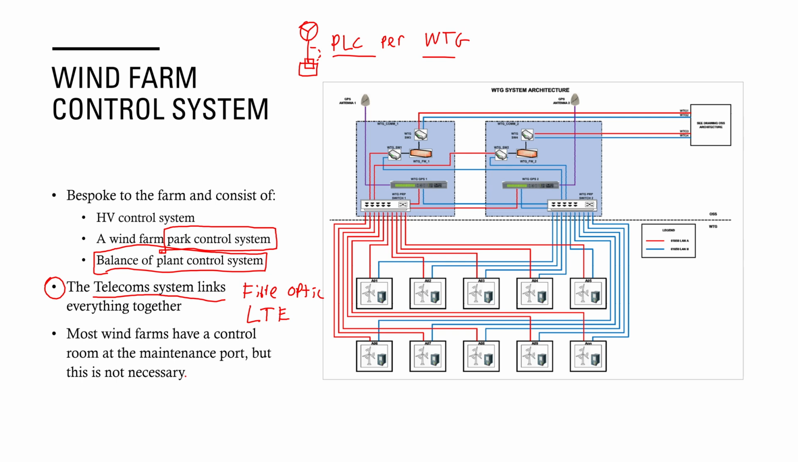Most wind farms have a control room at the maintenance port, but this is not strictly necessary. Because these are computer-based systems, we can, and we do, control them from everywhere. So for example, each wind turbine will feed back to its manufacturer. So Vestas, for example, will sit in an office in Denmark and monitor every single one of the tens of thousands of turbines that they have in operation around the world, and they will probably tell the operator if there's a problem.